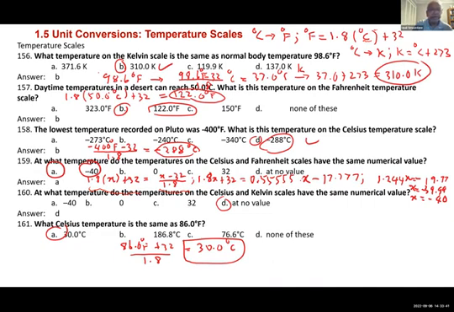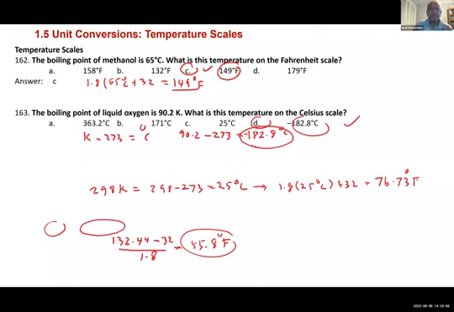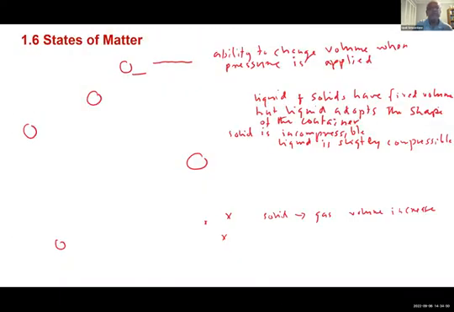What Celsius temperature is the same as Fahrenheit 86.0? That's Fahrenheit converted to Celsius, 30. You go through these temperature conversions yourself. Go through all of them.